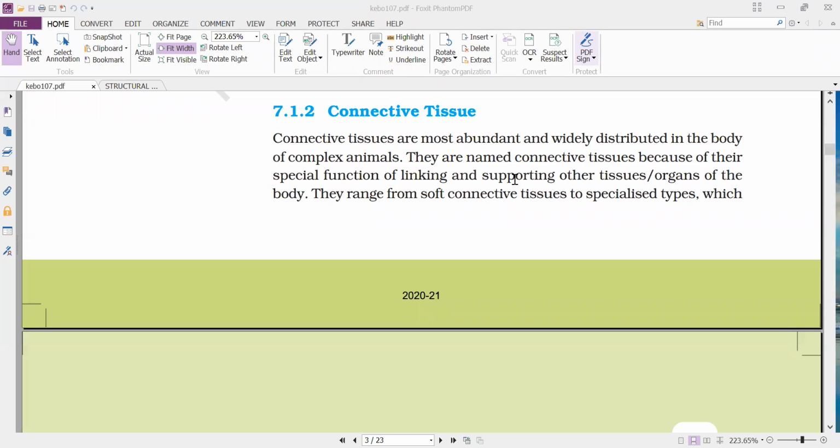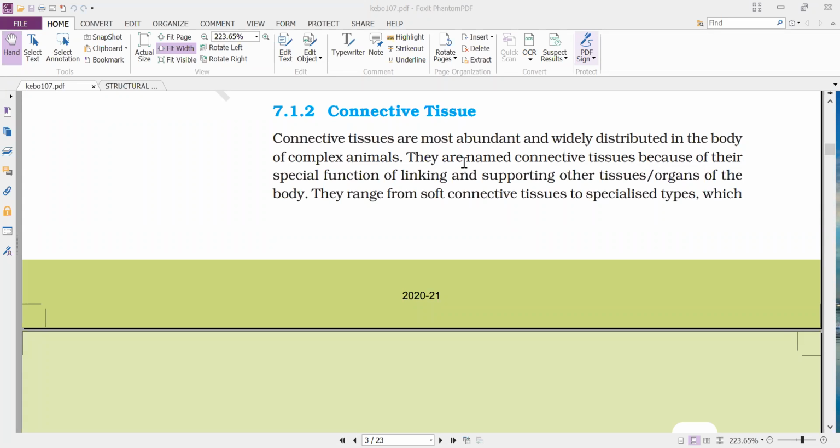The second type of tissue present in animals is connective tissue. Connective tissues are the most abundant and widely distributed in the body of complex animals. When you observe the higher animals, among all the tissues, the tissue present in abundance is the connective tissue.